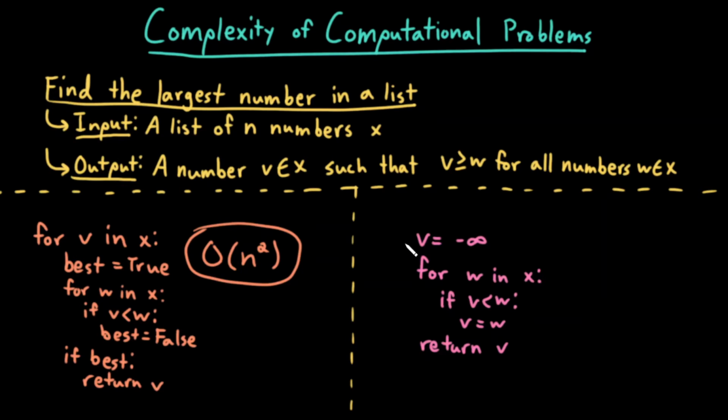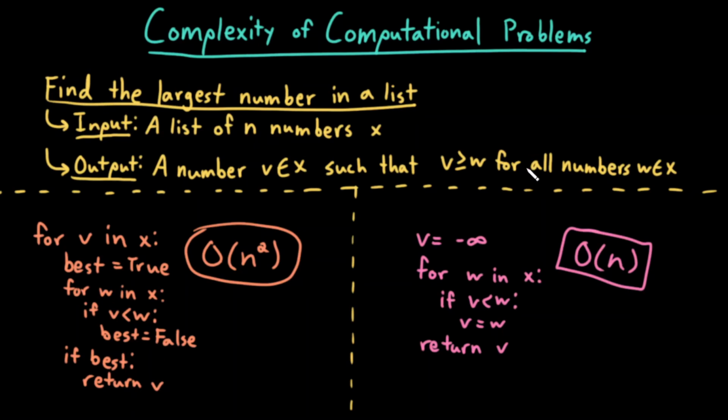What about this one? I initialize, which is constant time. Then for each number in x, so for each big O of n number in x, do some constant time comparison and some constant time assignment, potentially, and then a constant time return. So I'm only doing a single big O of n iteration over my list. So this time complexity is big O of n.